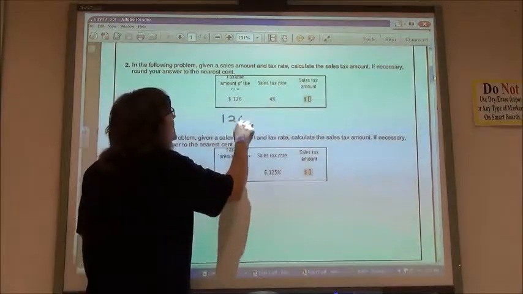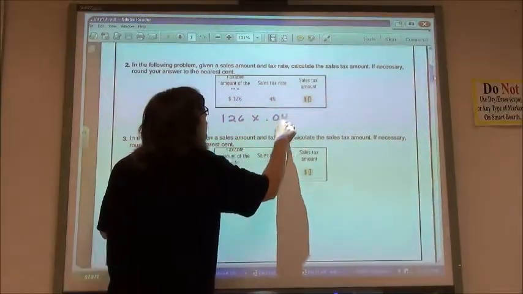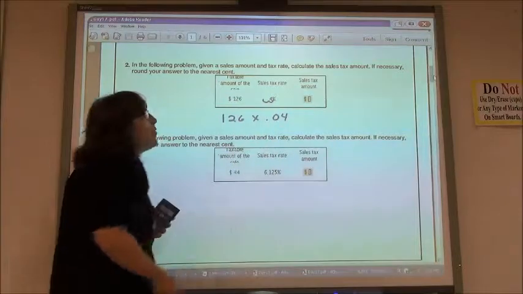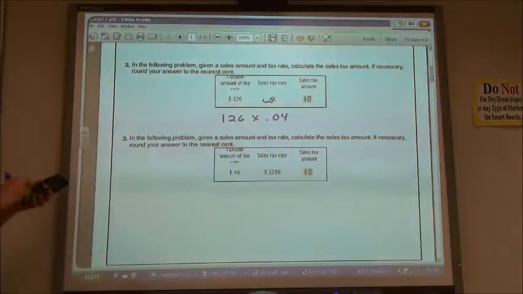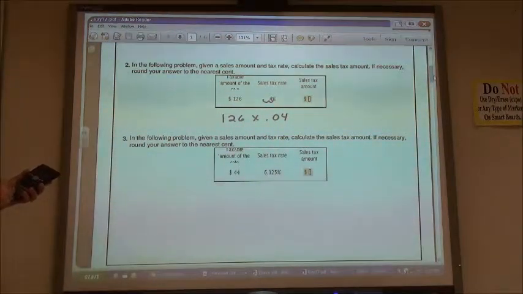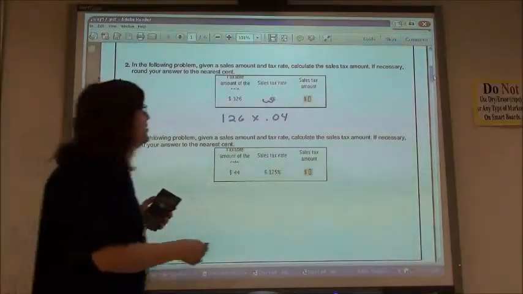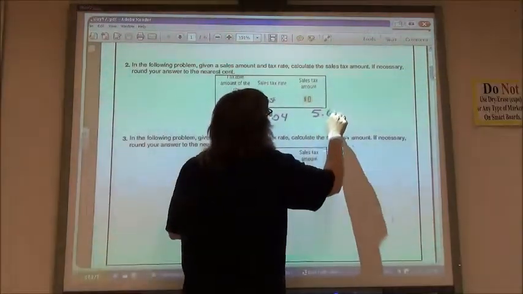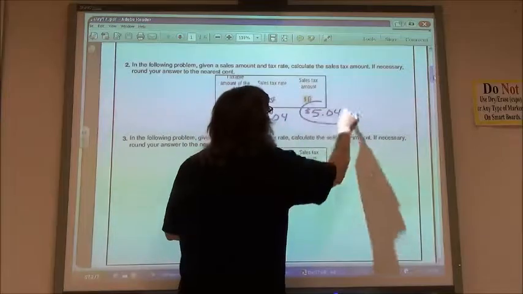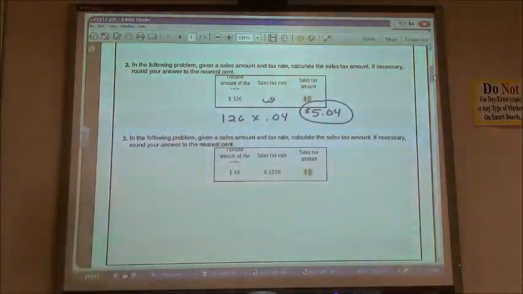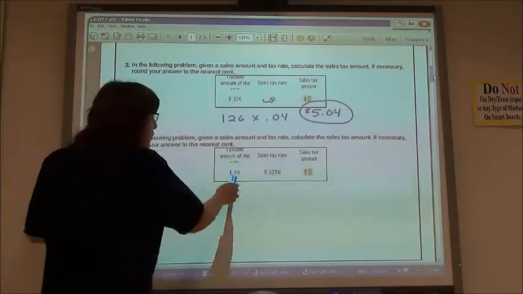So 126 times 0.04. Remember, it's always two places backwards because I'm dividing by 100. So 126 times 0.04 gives me $5.04. That one I didn't even have to do any rounding on. $5.04.